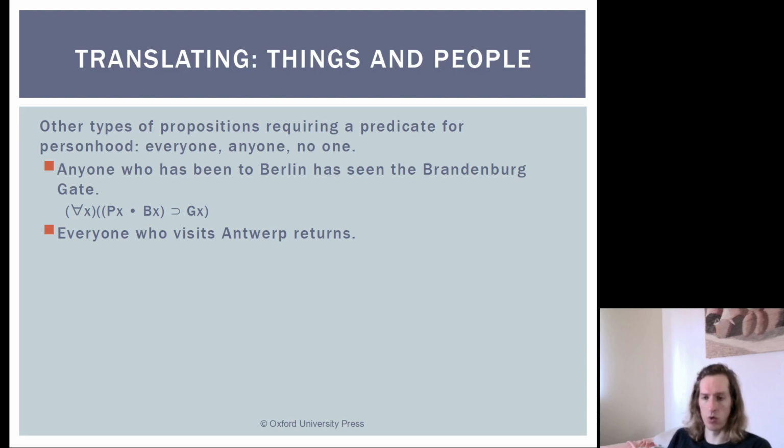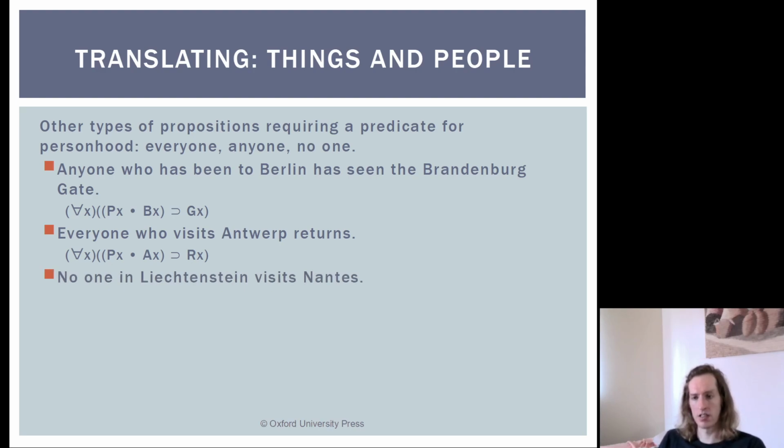Everyone who visits Antwerp returns. So we could express this as follows. For all x's, if x is a person and visits Antwerp, then x returns. So P here would be "is a person," A stands for "visits Antwerp," and R stands for "returns." These are all different properties that an object could have, that a thing could have. And so we're saying that for everything, if it has these two properties, being a person and visiting Antwerp, then it will also have this third property of returning.